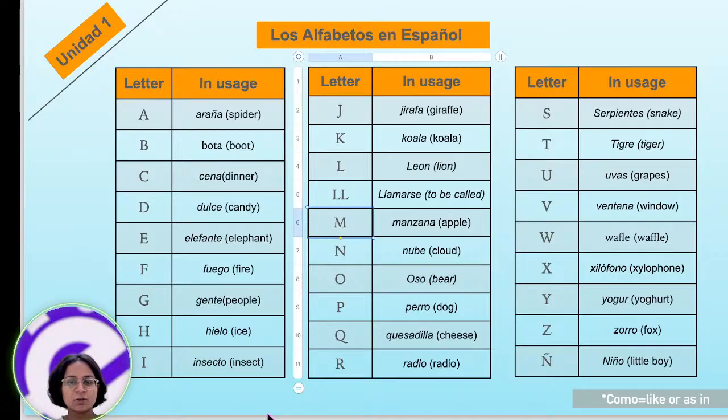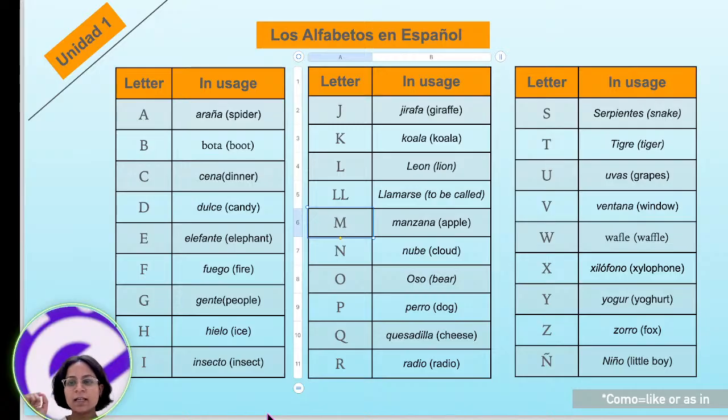Doble L. This is a letter which is specific to Spanish alphabets only. M, N, O, P, Q. Q is another letra or alphabeto which can be confusing at times. Most of the students, even after learning the alphabetos, they end up saying Q as Q. Like, for example, quesadilla. I never said quesadilla. I said quesadilla.